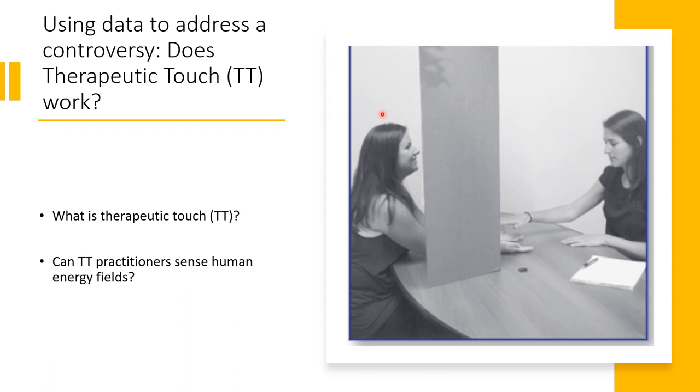And so you would expect, if people are able to sense human energy fields, they would do quite well. They might get 8, 9, 10 right out of 10 tries. If, on the other hand, they cannot sense human energy fields, you might expect them to get maybe around 5 right on average, because they're doing 10 trials and there's a 50-50 chance, so they might guess right. You would expect them to guess right at least half the time.